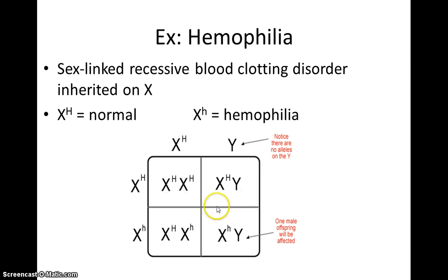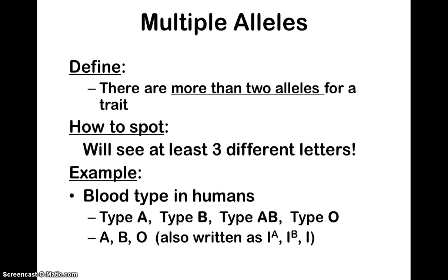This son will be normal. This daughter will be what's called a carrier again. She's a heterozygote. She's got 2 different copies, but this son will be affected. So that's how we see the men are affected more with sex-linked recessive traits because they only have 1 copy of the X.